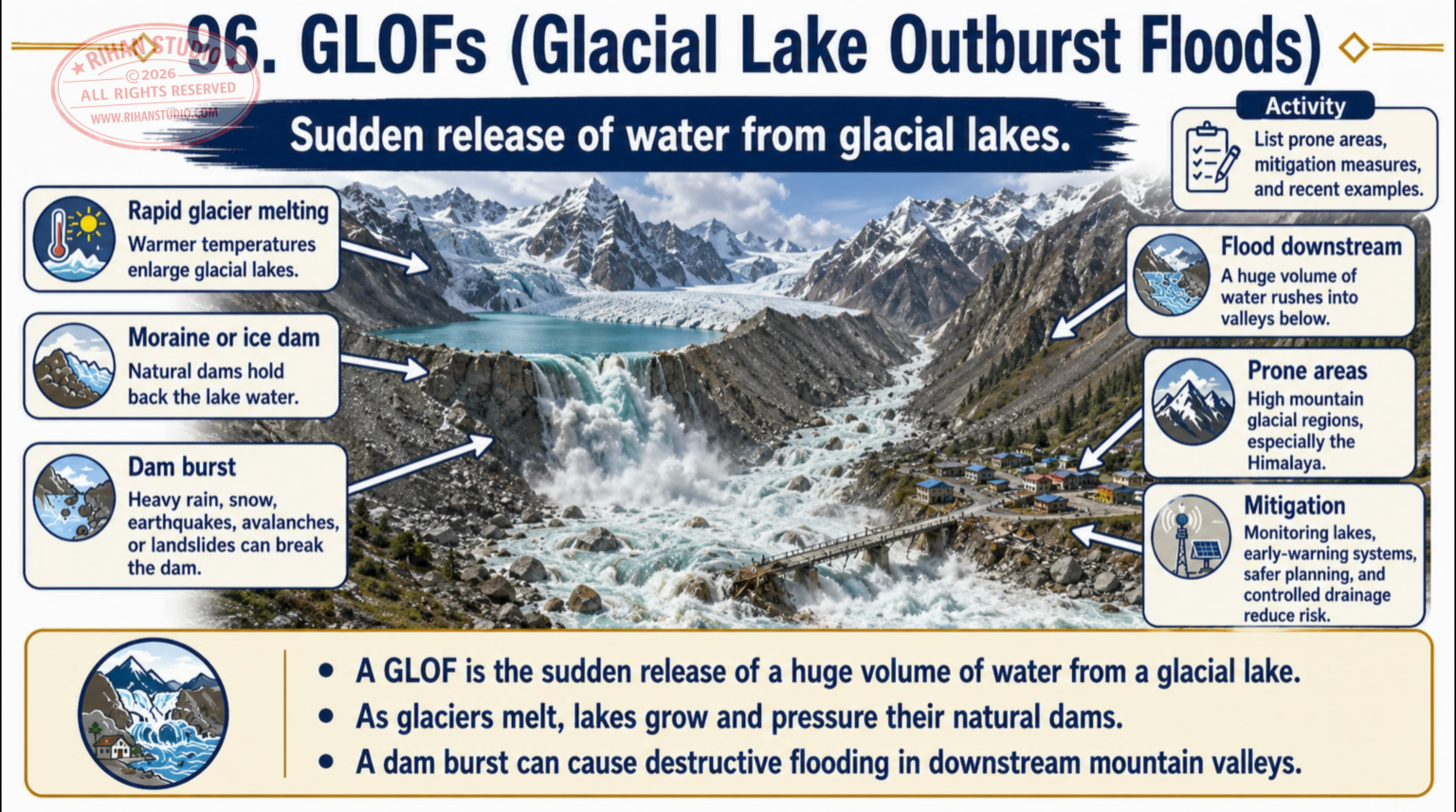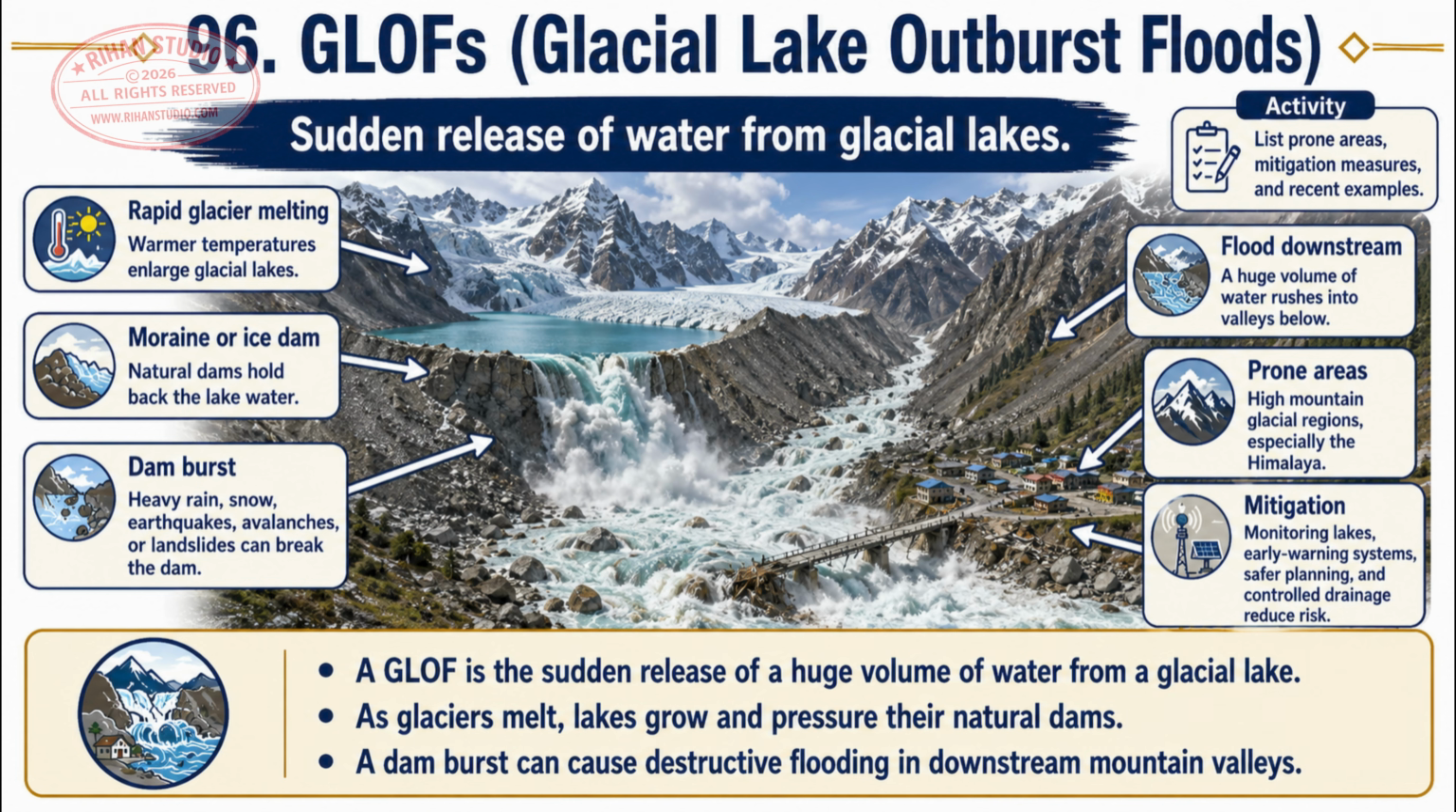GLOFs, Glacial Lake Outburst Floods. Sudden release of water from glacial lakes. Rapid glacier melting raises lake levels and pressures ice and moraine dams. Heavy rain or snow, earthquakes, avalanches, or landslides can burst the dam, flooding downstream areas.